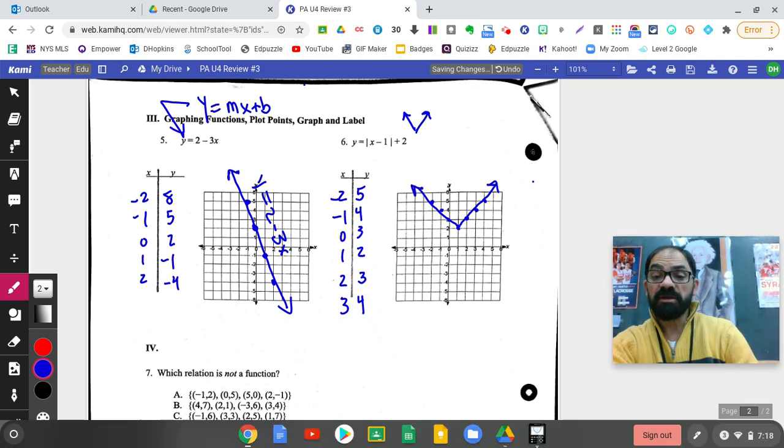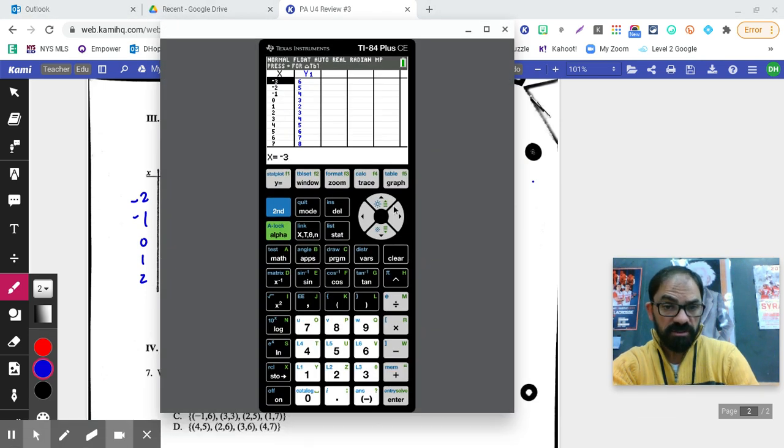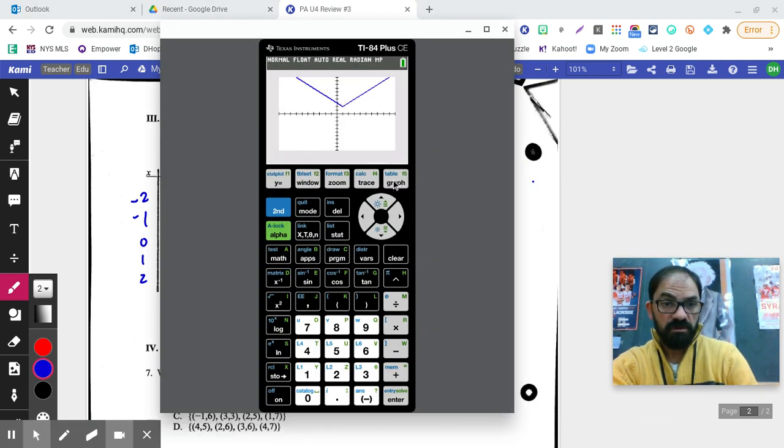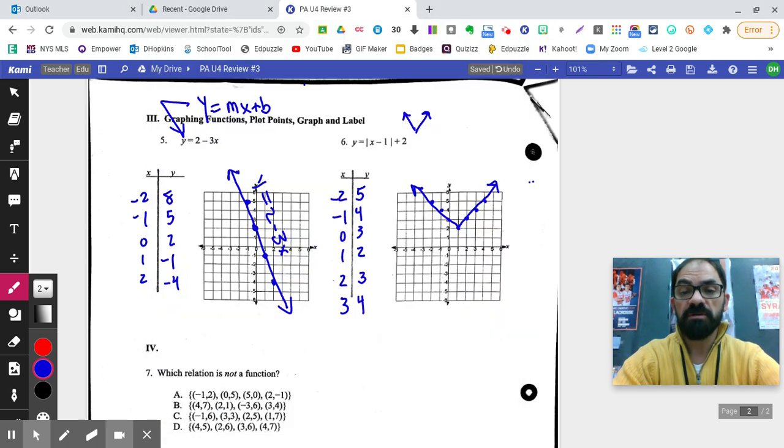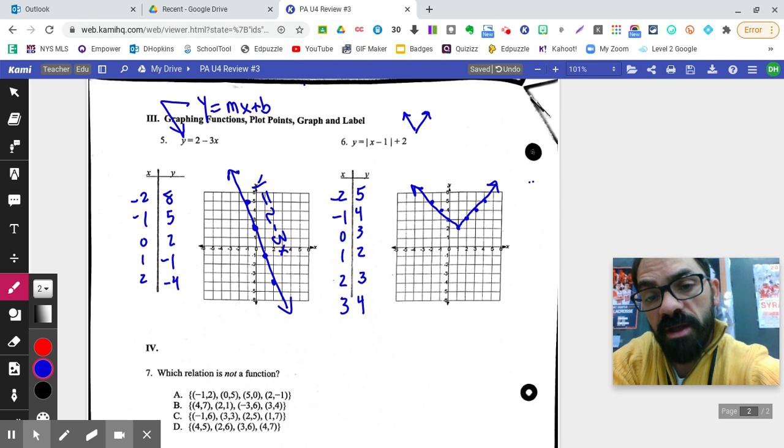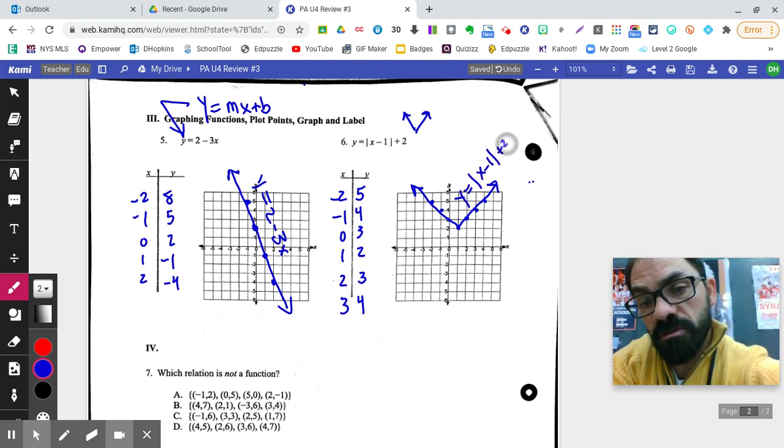So if you want to look at the graph, turn your calculator back on, just hit graph. Okay, and mine does look like that. I like it. All right, so make sure you're looking the same. Y equals absolute value of x minus 1 plus 2.